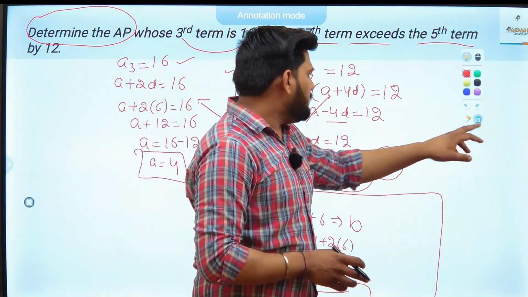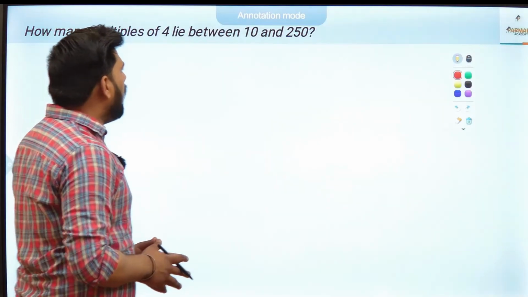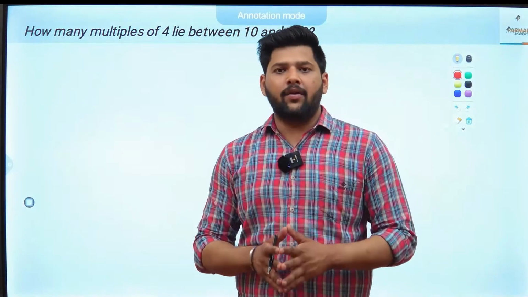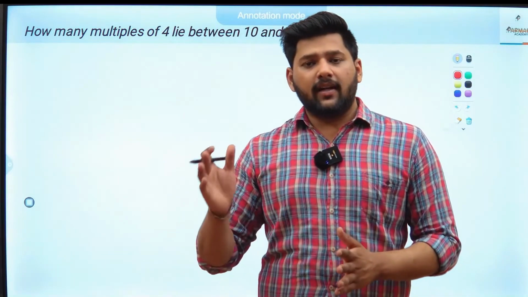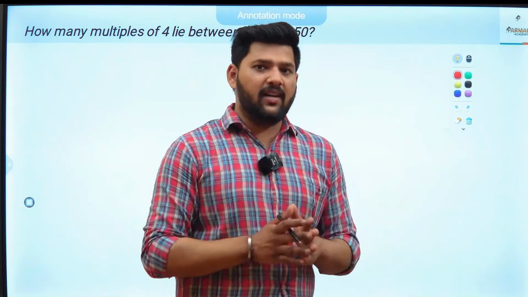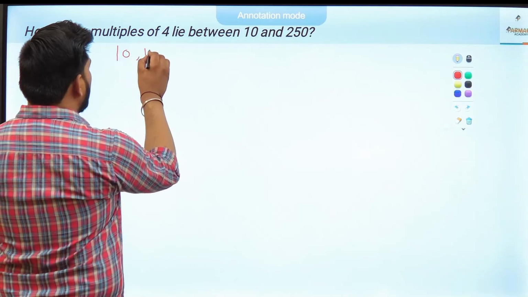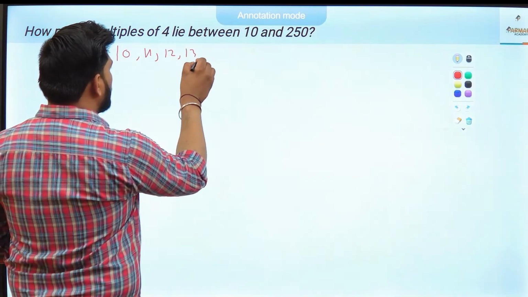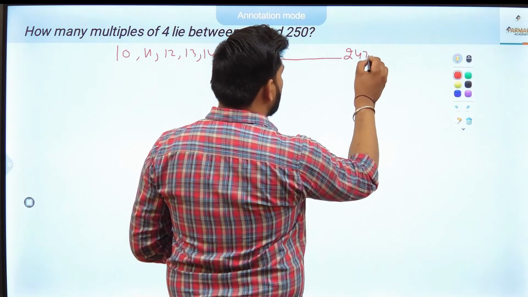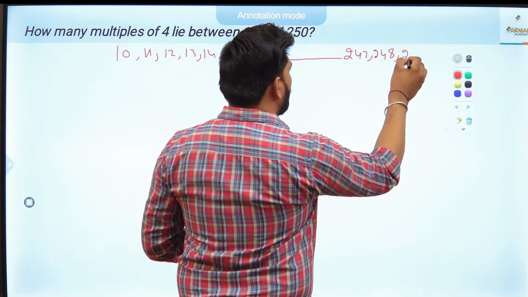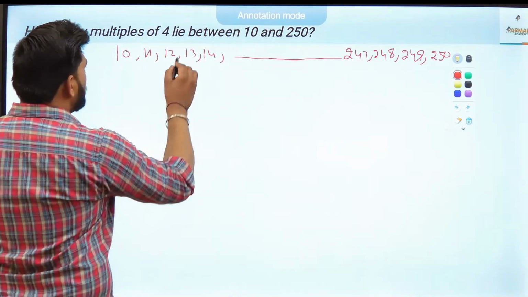So the next one is, how many multiples of 4 lie between 10 and 250? मीन्स इस क्वेश्चन में हमें क्या चेक करना है कि 10 से लेके 250 तक कितने मल्टीपल्स हैं 4 के जो इन दोनों के बीच में लाई करते हैं. सो सिंपली वी विल स्टार्ट फ्रॉम 10, 11, 12, 13, 14, and from the last is 247, 248, 249 and 250. First of all, there is a word between.